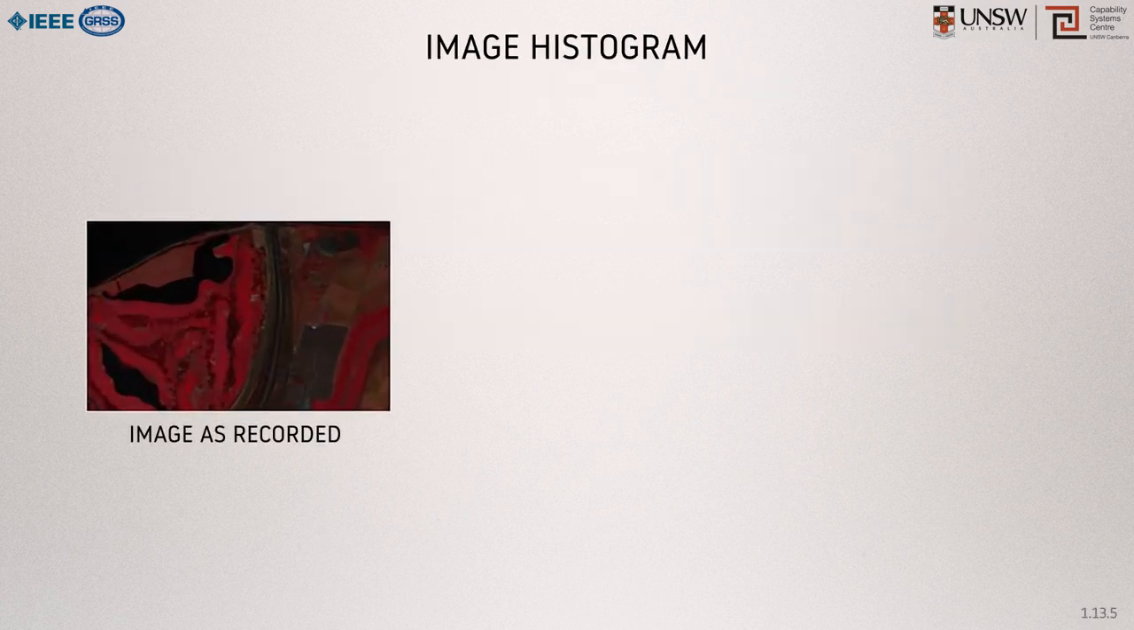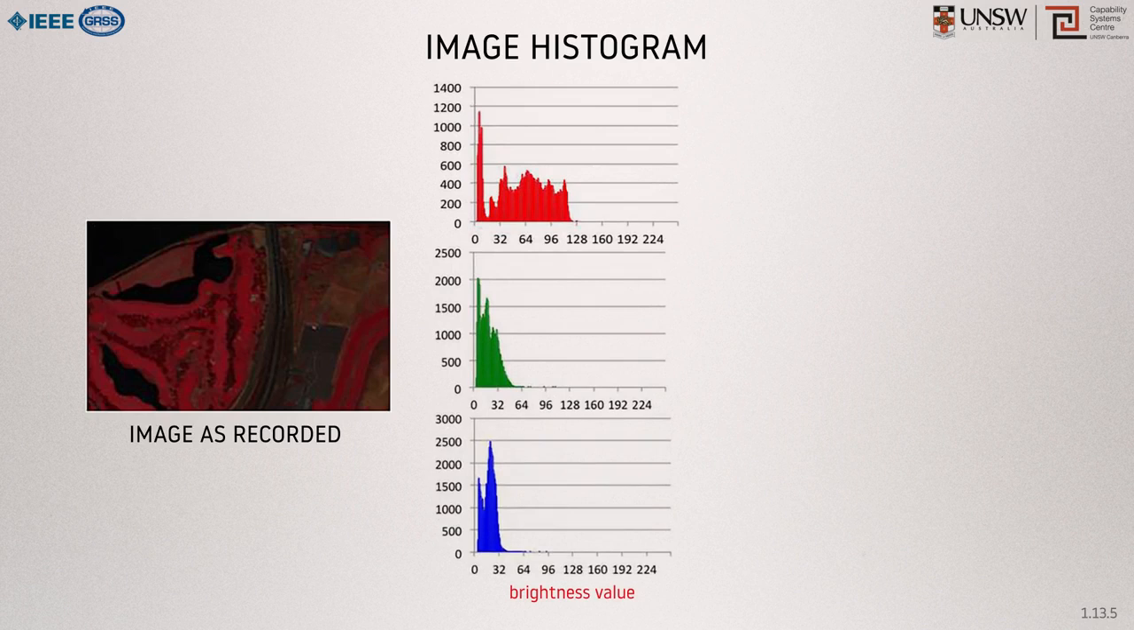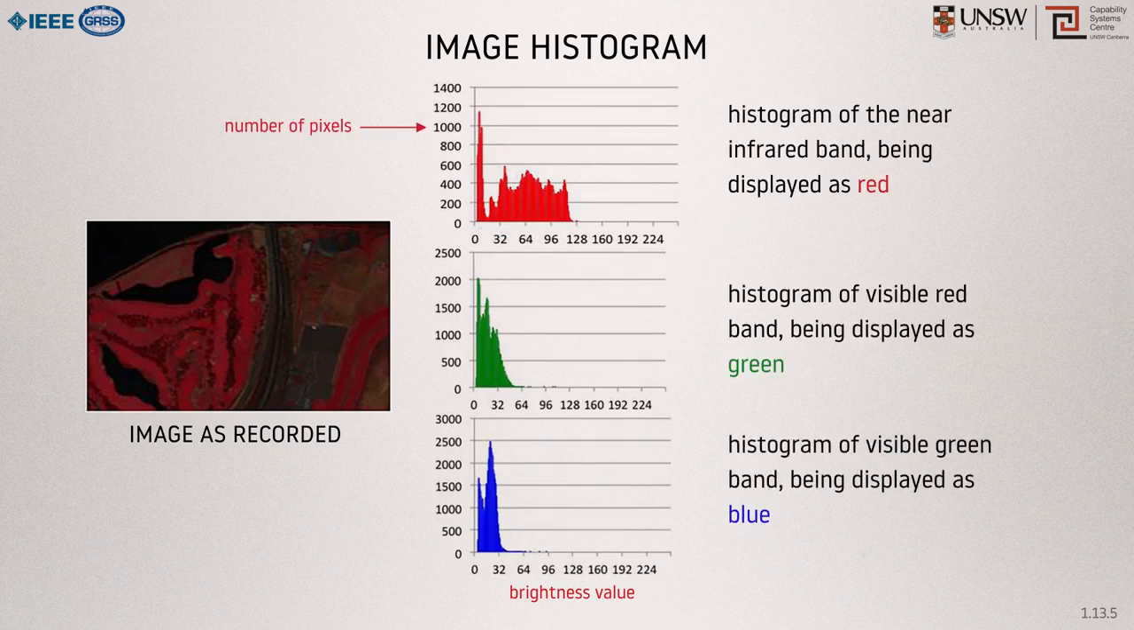Here we see an image as it has been recorded by an aircraft scanner. Note how poor it is in contrast, brightness and colour. Note particularly that it has a reddish appearance, as we mentioned in the last lecture. On the right-hand side, we have shown 3 histograms, one corresponding to each band, and coloured according to the colour in which the band is displayed in the colour composite image.